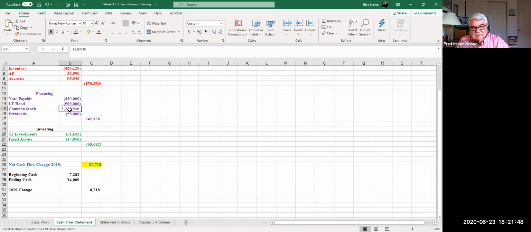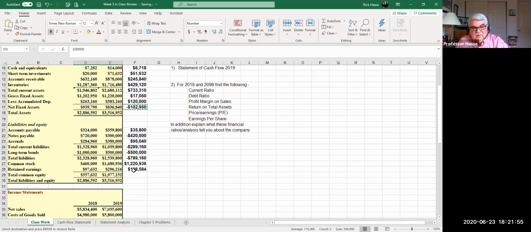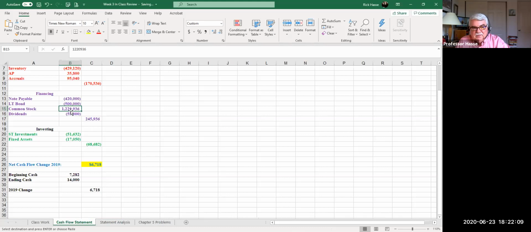At the same time, the company issued 150,000 shares of stock and received $1.22 million as the increase in the common stock balance of the company. They issued more stock. Thus, we have $1.22 million coming in as positive cash flow for the business. They issued stock and received cash. They paid off some debt and dispersed cash.